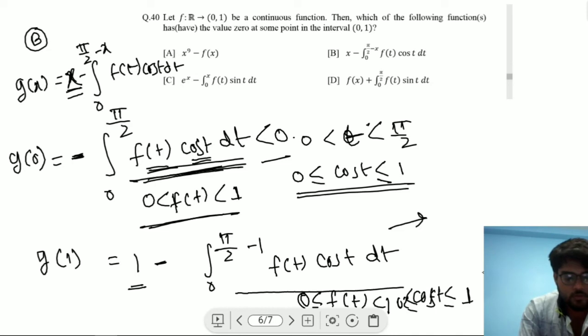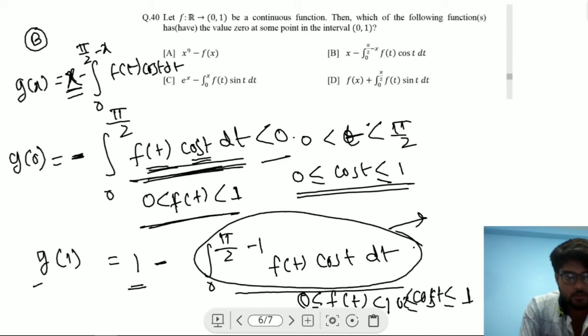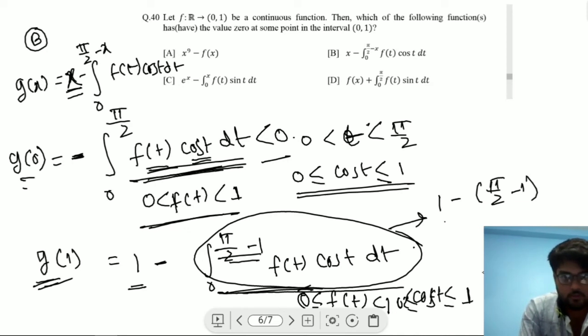Again, for the minimum value, the maximum of this will give us the minimum value of G1. Now we'll consider the minimum value as always, so we'll consider the maximum value for this. The maximum value for this will be pi by 2 minus 1, correct? So this will be 2 minus pi by 2.